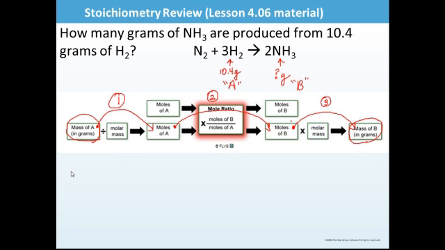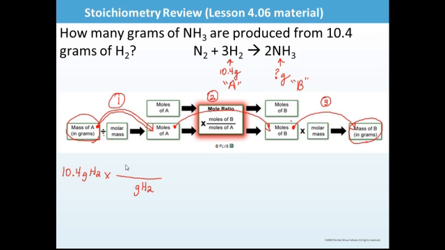So we have mass of A. Remember, we start with what we are given, 10.4 grams of hydrogen gas. We put our X, we put our line. Whatever unit we start with, that's the unit that we put on the bottom. Using our flowchart, it tells us that we must divide by the molar mass. We already knew that because we already have grams on the bottom.